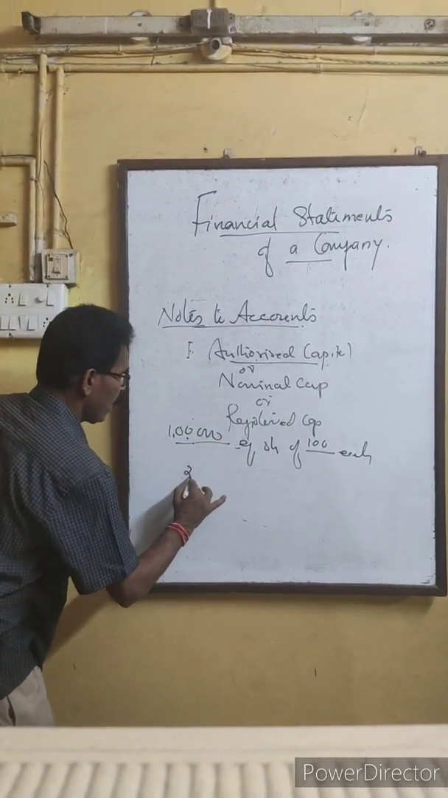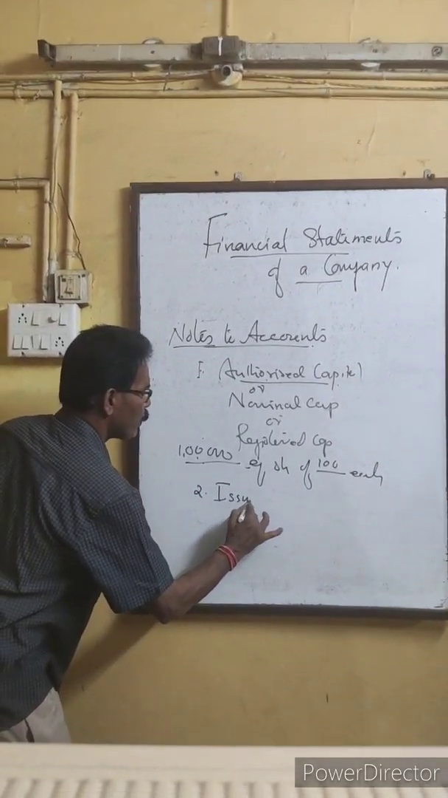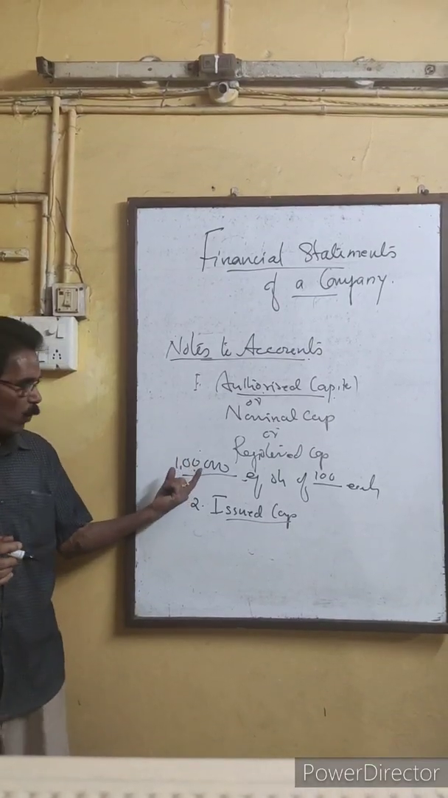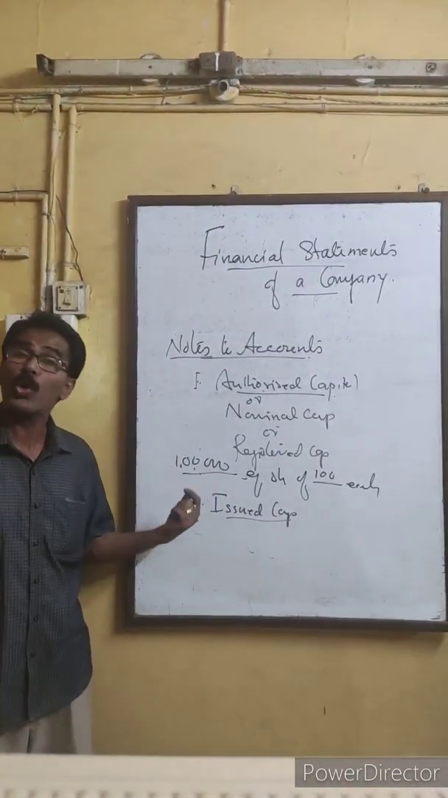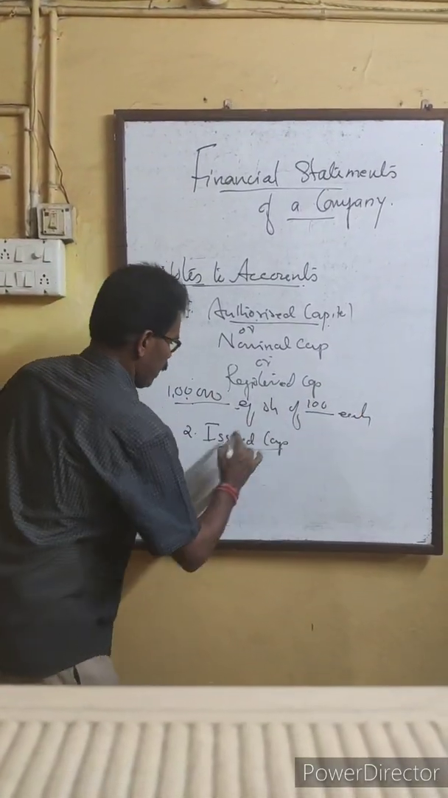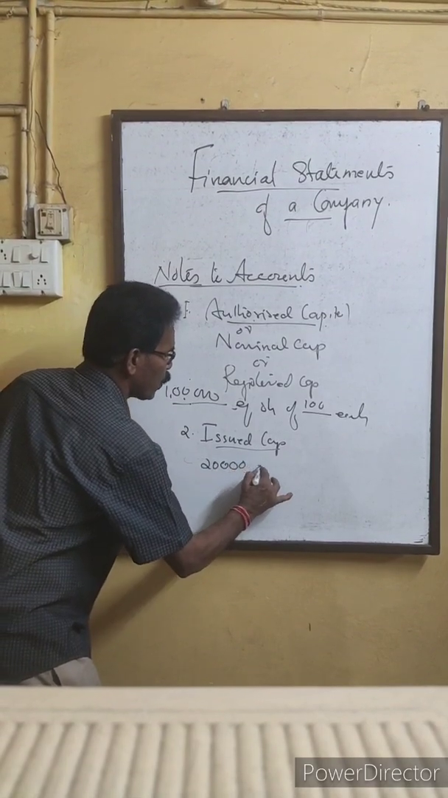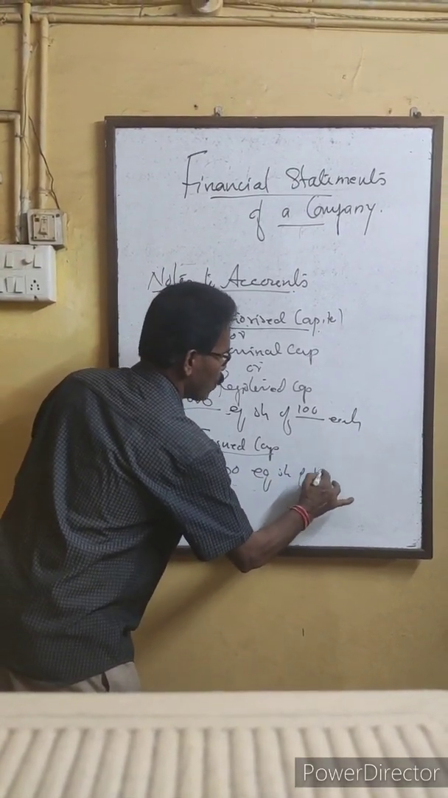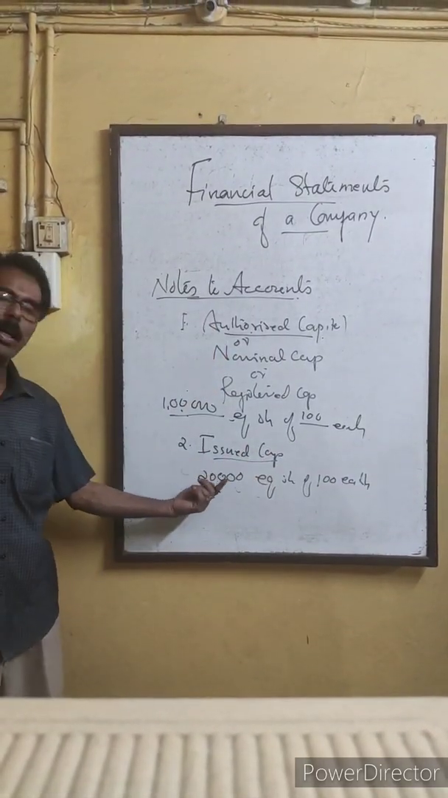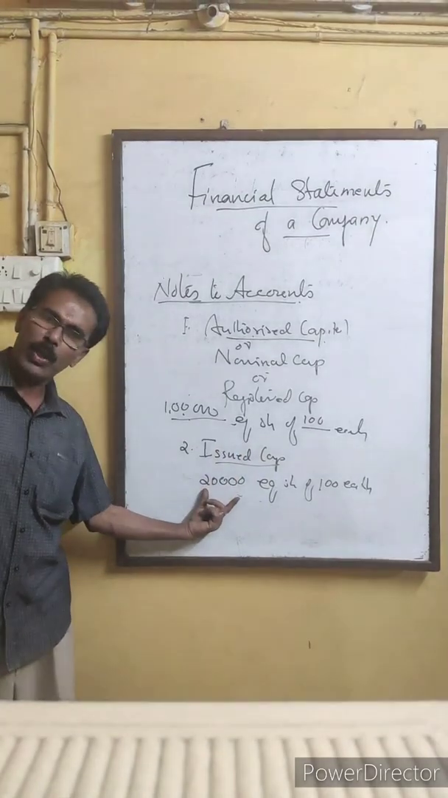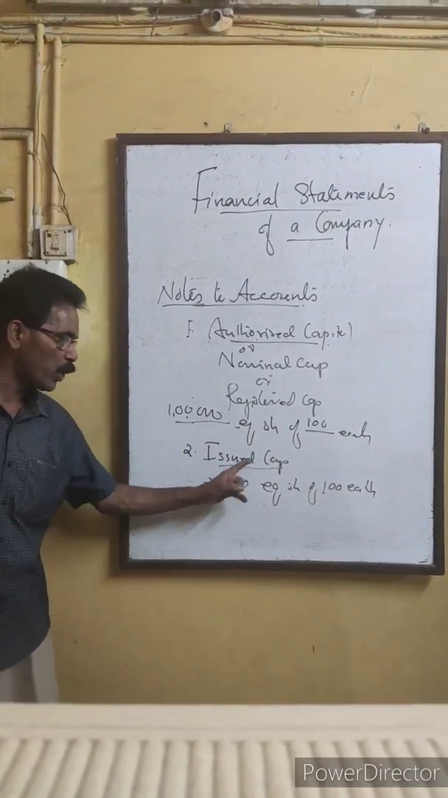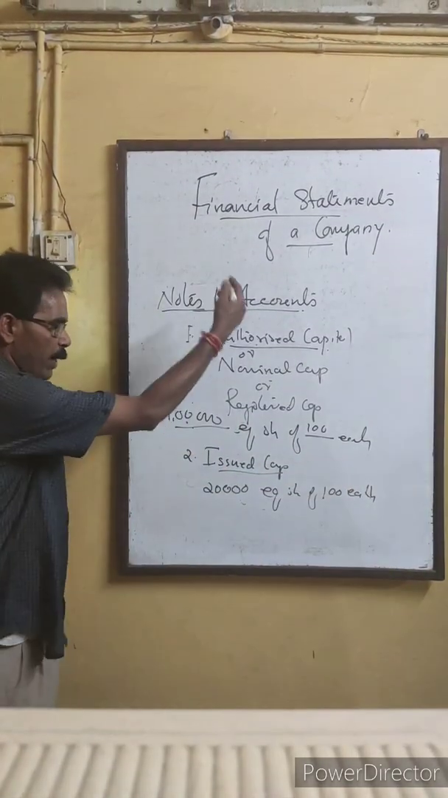The second one is issued capital. Issued capital means, out of that 1 lakh in our example, suppose the company is going to issue 20,000 shares. The company is in need of 20,000 into 100. So they will say 20,000 equity shares of 100 each. So far, how many shares are issued by the company? They issued 20,000 shares. The face value will not change because it is fixed. So 20,000 equity shares of 100 each. You have to show it separately.